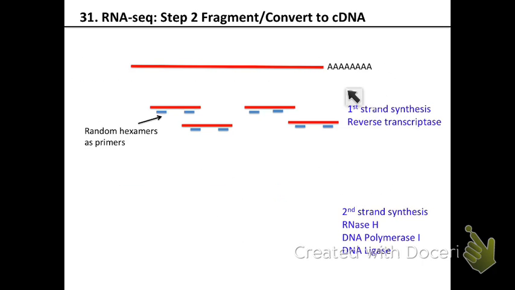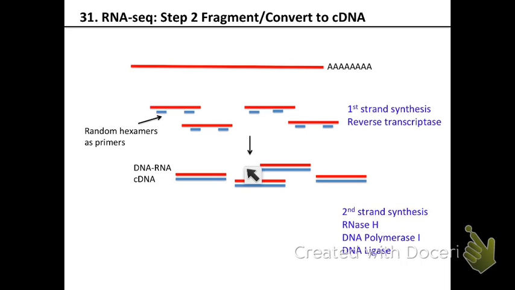So now you have your mRNAs. The next step is to use random hexamers as primers once again, and you can do first strand cDNA synthesis with the reverse transcriptase enzyme. When that first strand is synthesized, you're going to have a DNA-RNA hybrid, right? The DNA is in blue, the RNA is in red. So that's the first cDNA. And then you can use a collection of enzymes to create the second strand of the cDNA. So you make a copy of the RNA as a double-stranded DNA.